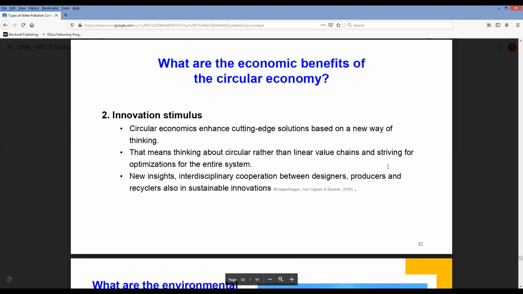And then this is going to be innovation stimulus. Circular economy enhances cutting-edge solutions based on a new way of thinking. In order to recover this material, we need to think about new technology. So the circular economy will encourage researchers to try to develop new technology in order to recover the material. Okay, next please.